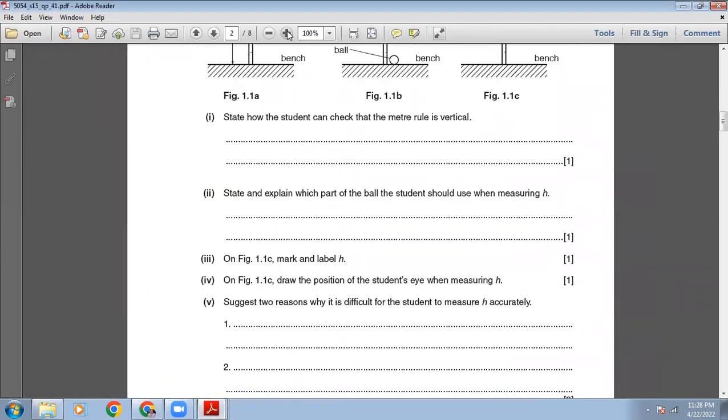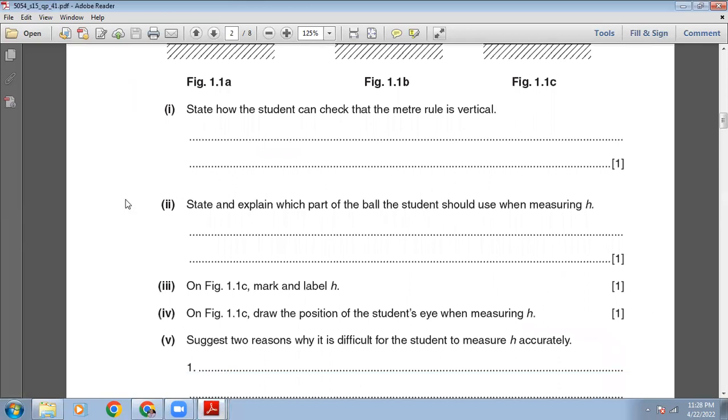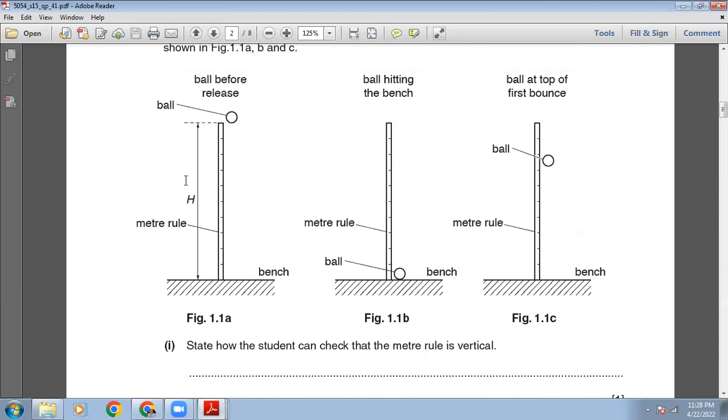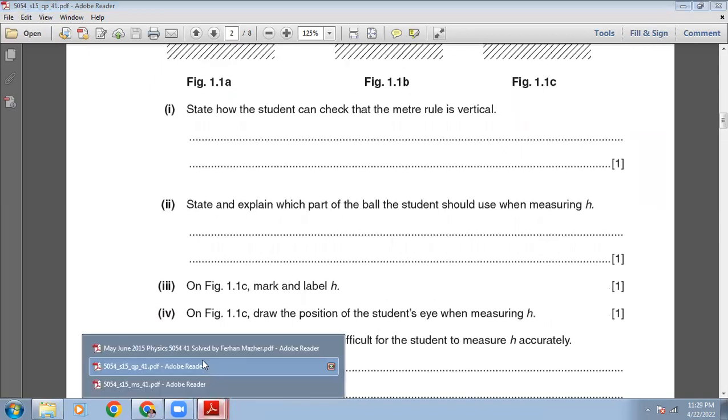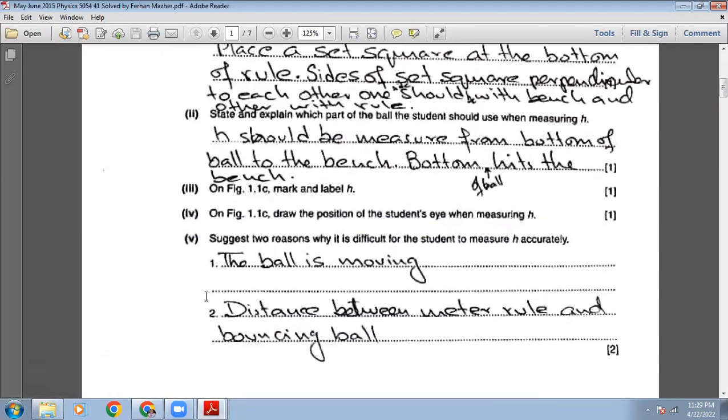He says, state and explain which part of the ball the student should use when measuring the height h. We will use the bottom of the ball, because the bottom of the ball touches the bench. That's why we will measure the height of the bounce from the bottom of the ball. That's the reason. Let me show you my written answer. h should be measured from the bottom of the ball to the bench, because the bottom of the ball hits the bench.